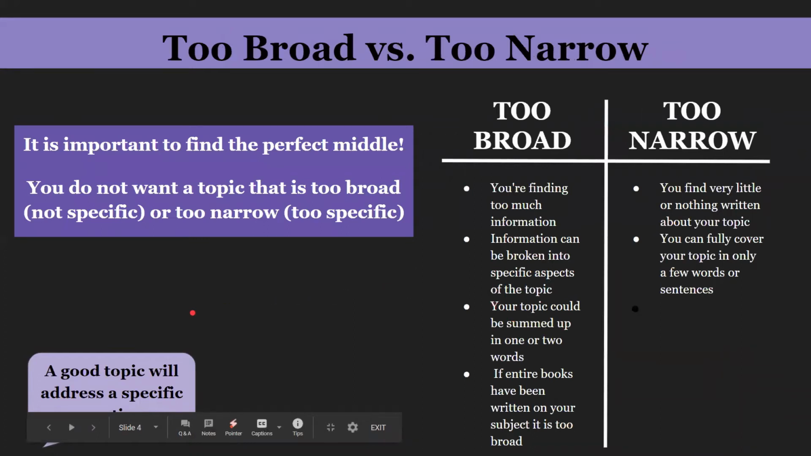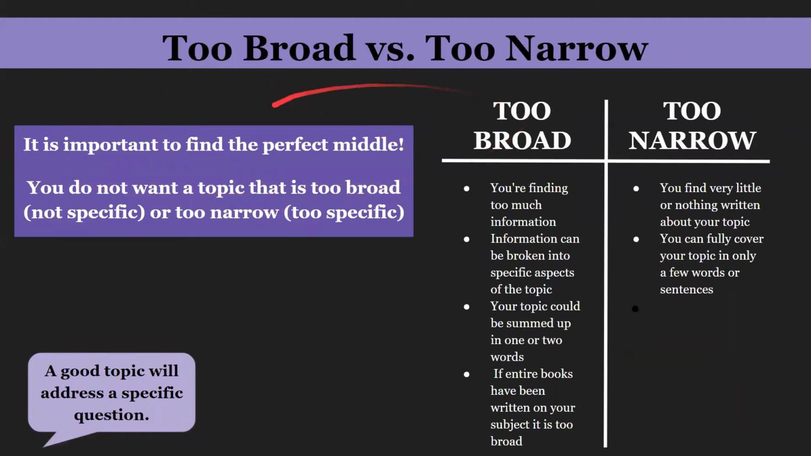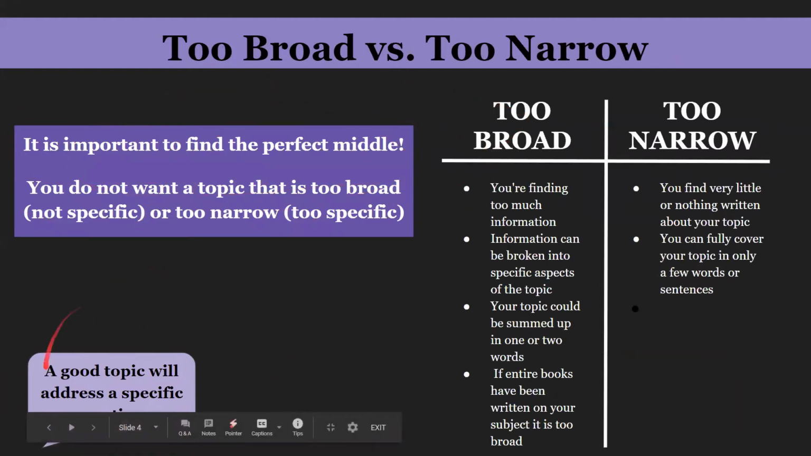So how do you know if it's too broad or too narrow, though? You want to make sure you find that perfect middle. So a good topic will address a specific topic and a specific question. You'll know if it is too broad if you're finding too much information. If there's way too much information on the internet about it, or in a book or any other source you use when doing research, then that means it is too broad.